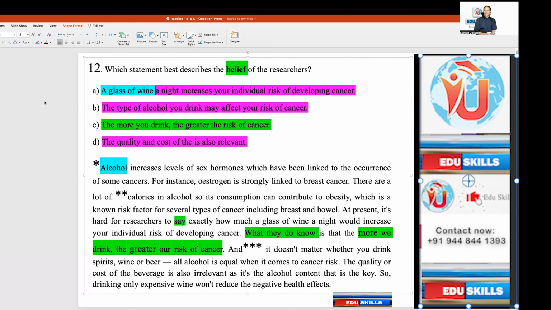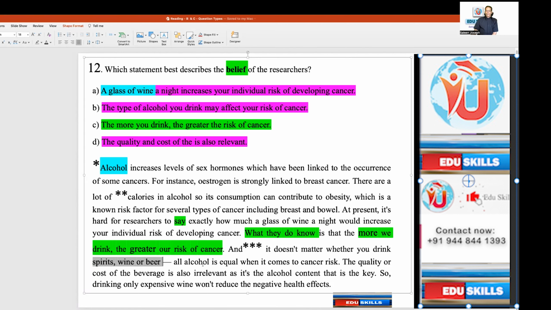You can eliminate using that particular strategy. Or even otherwise, they have said whether you drink wine or spirits or beer, it doesn't matter. So a glass of wine a night increases. A night or day or whatever time you drink, alcohol is alcohol. And by common knowledge, you know. So that is eliminated. The type of alcohol you drink may affect your risk of cancer. They said it doesn't matter.